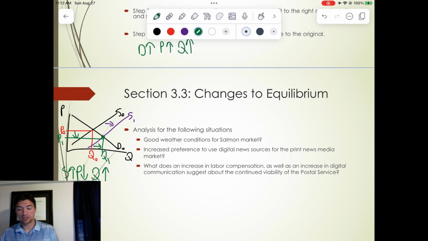So, if we're talking about print news, that's the actual physical newspaper, and there's an increased preference for the digital news. What happens for the market for the newspaper? Okay, well, if people are buying more of that, what happens to the demand here? The demand here is going down. And if you're wondering how does this change supply, right? Well, we'll go back. What is happening here? The big change is that people are buying more of the digital news. And so that would change the demand for the newspaper.